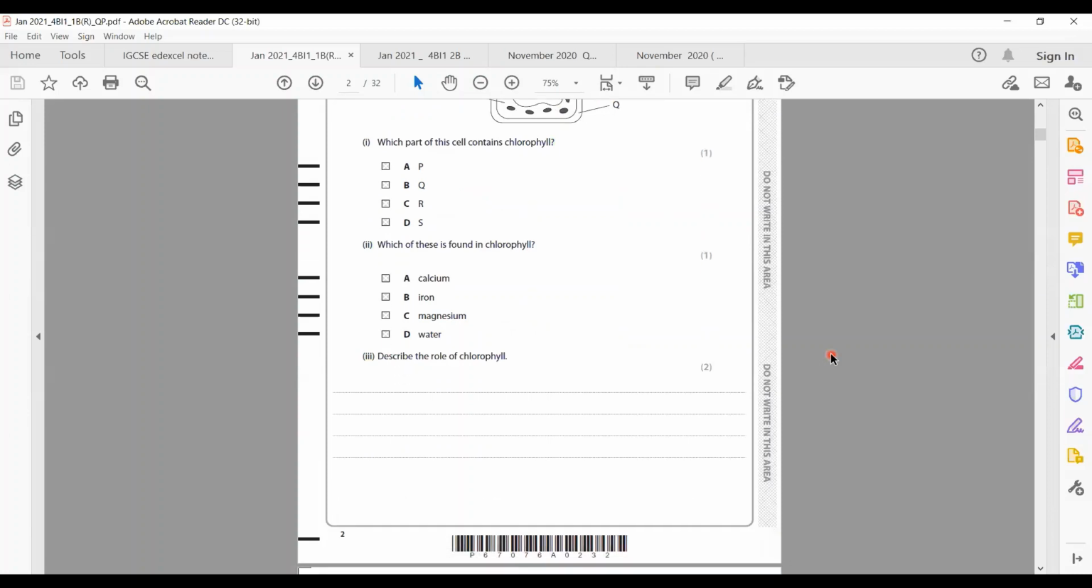Salma. Describe the role of chlorophyll to absorb sunlight, and to make photosynthesis, to produce oxygen. Bravo, very good.